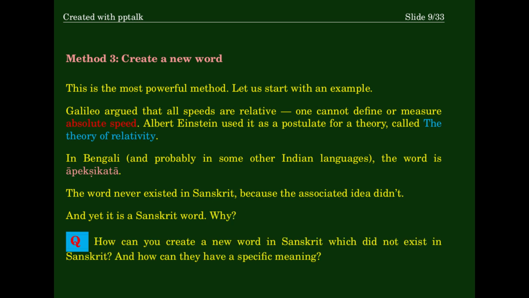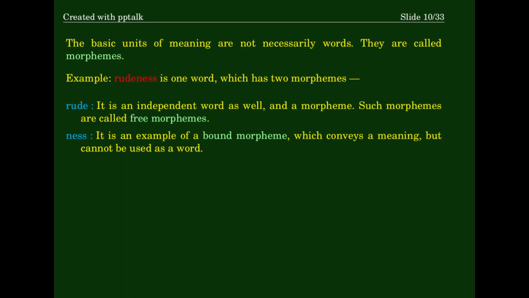Okay. So, the basic question is, how can you create a new word in Sanskrit which did not exist in Sanskrit, and how can they have a specific meaning? Okay, let's discuss the answer. The point is that the basic units of meaning are not necessarily words. In linguistics, they are called morphemes. It's best to explain the concept with an example.